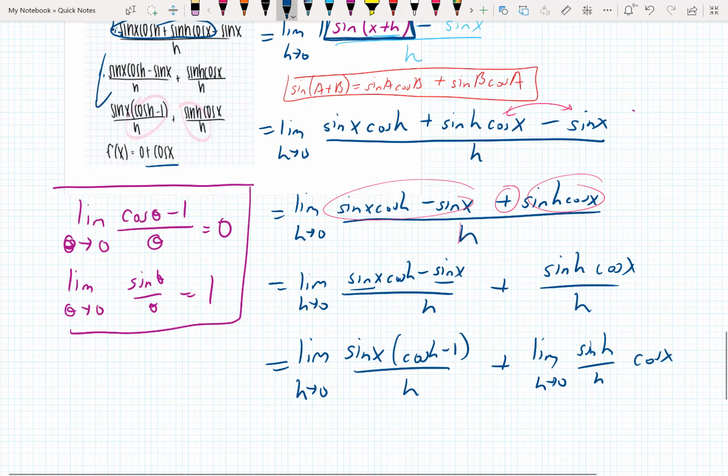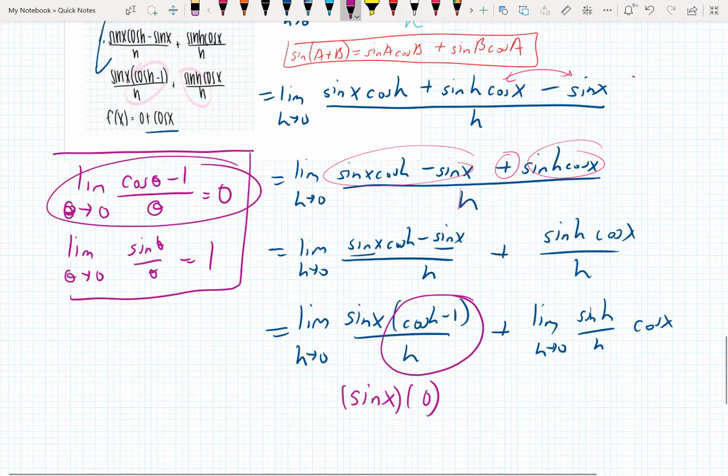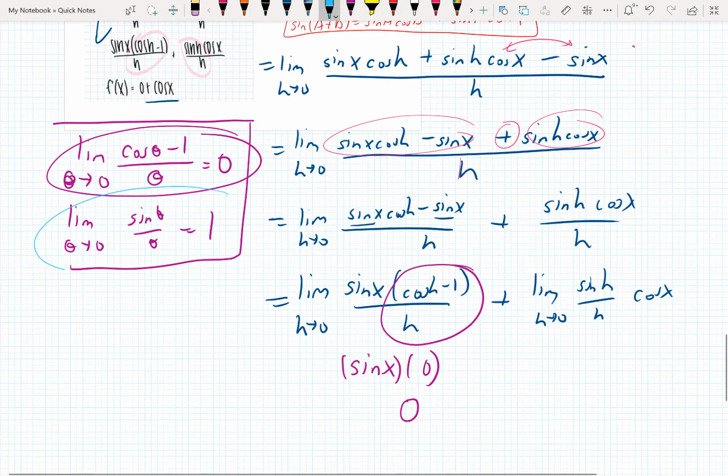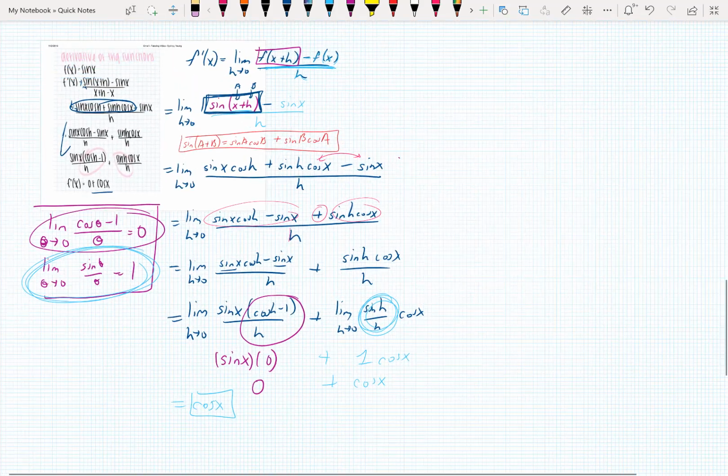And so now we can see that this part, cosine h minus 1 over h, that's just 0. So this is the sine of x times 0. That's really nice. And then this part, sine of theta over theta, sine of h over h, that's just 1. So that's plus 1 times the cosine of x. So that's just plus the cosine of x. And then grand finale, 0 plus the cosine of x is just the cosine of x, which is what we were trying to prove, that if we started off with sine, its derivative is cosine. Yay! And there it is.